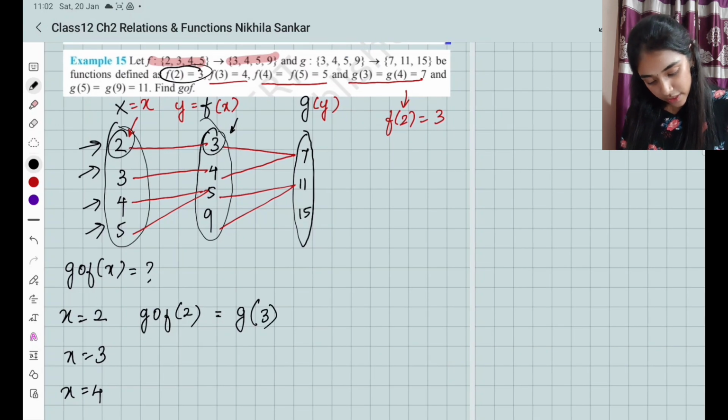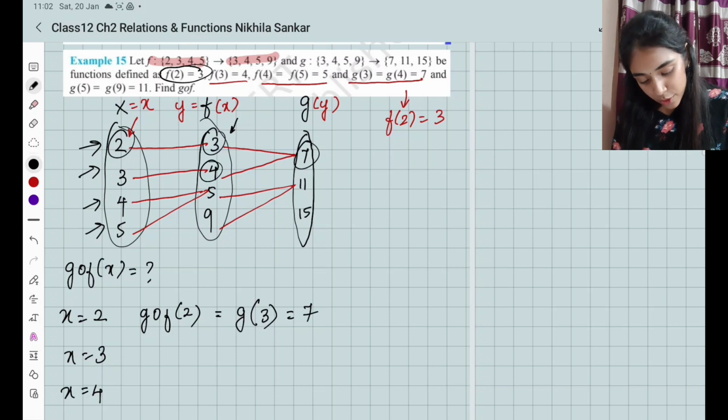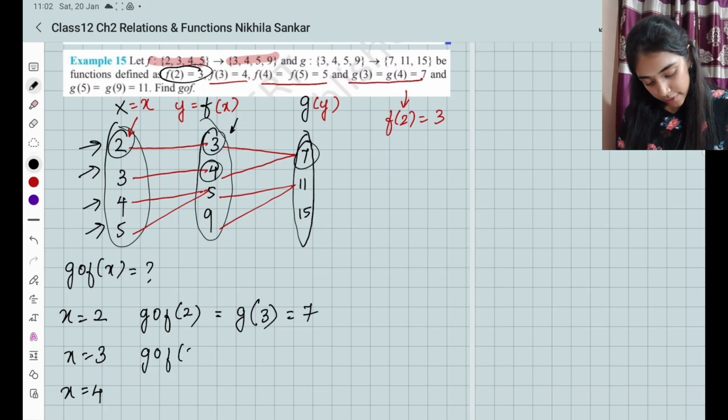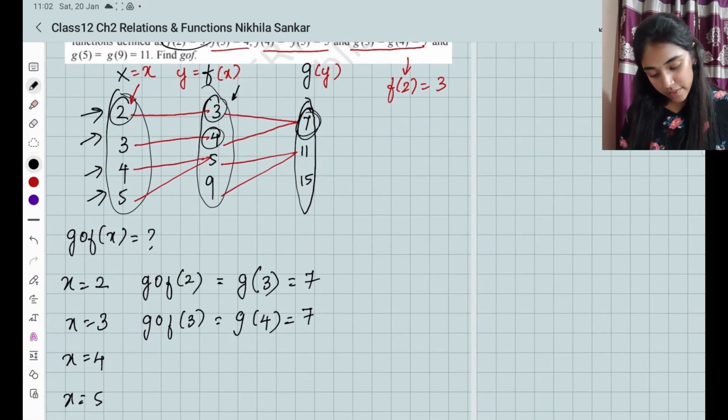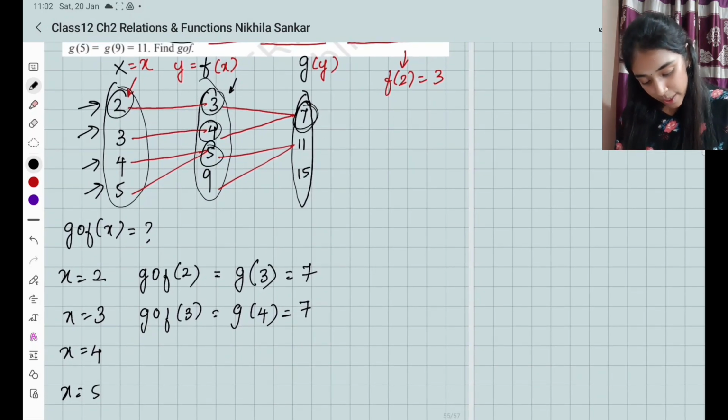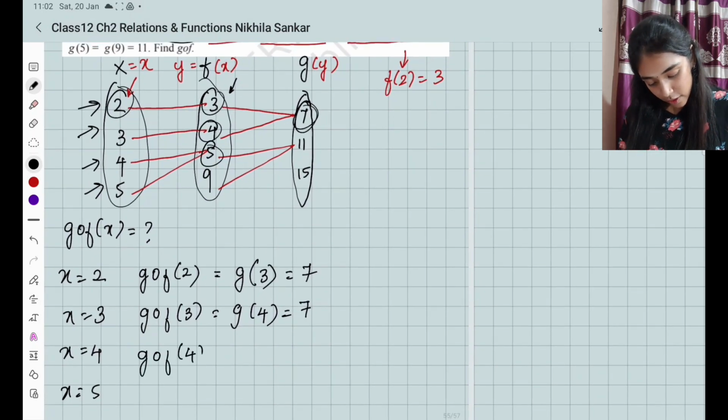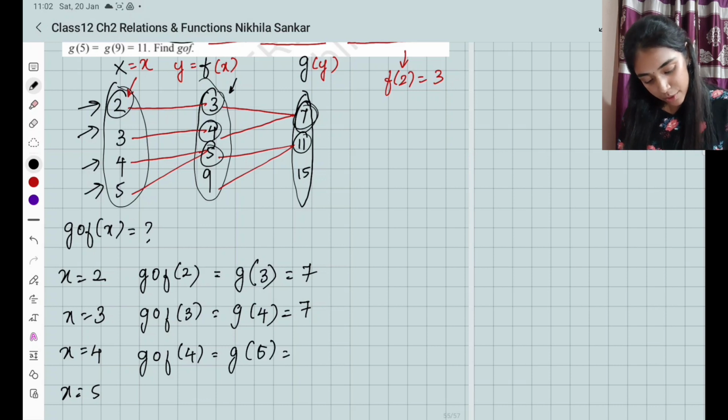So g of 3. And what is g of 3? This is mapped to the number 7. So this is going to be 7. Now we have to look for 3. 3 is mapped to number 4. So g of f of 3 is going to be g of 4, and 4 is mapped to again 7. So this is equal to 7. Then x is equal to 4. 4 is mapped to 5. So g of f of 4 is g of 5, and 5 is again mapped to 11.